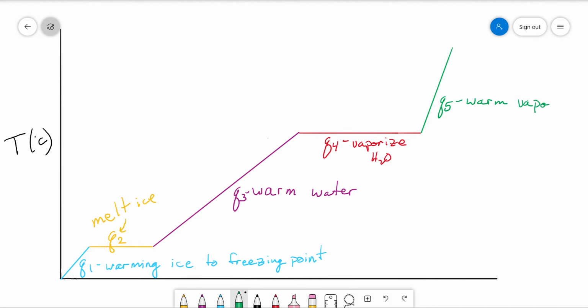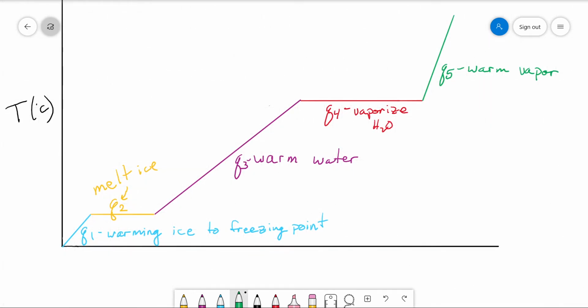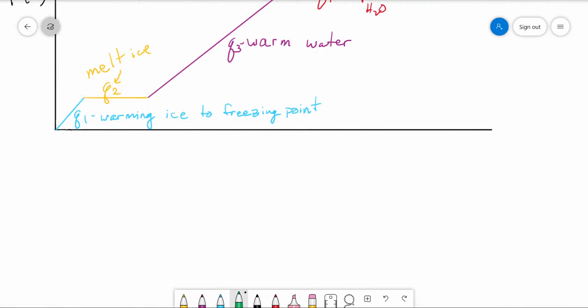And you can do this all in reverse. If the problem said how much heat is released to take the vapor down to ice, it's the exact same process. Let's talk about these for a second. Q1, Q3, and Q5 are all going to use Q equals MC delta T. Q2 and Q4 are going to use Q equals n times delta H. There's no delta T on 2 and 4, so we can't use Q equals MC delta T.